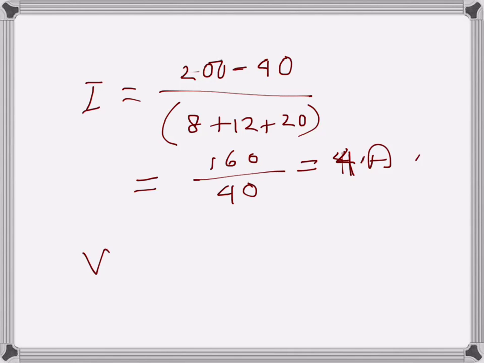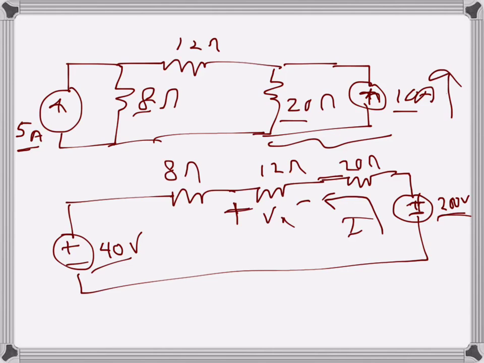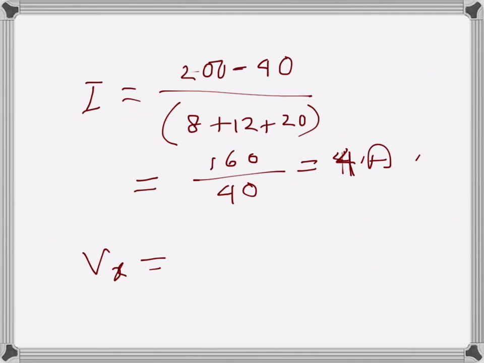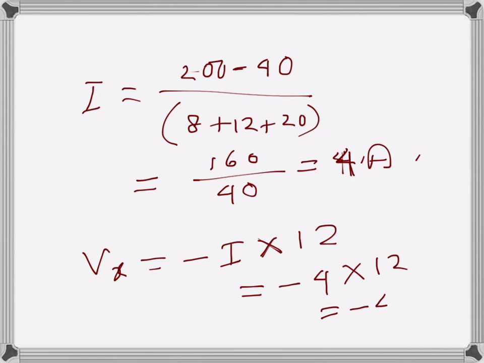Now we need to find Vx. The Vx polarity is given in the question in this direction, but Vx will be negative since the current is in the opposite direction. So I times 12 will be the voltage, that is minus 4 times 12, which is minus 48 volts. That is the desired Vx in the circuit.